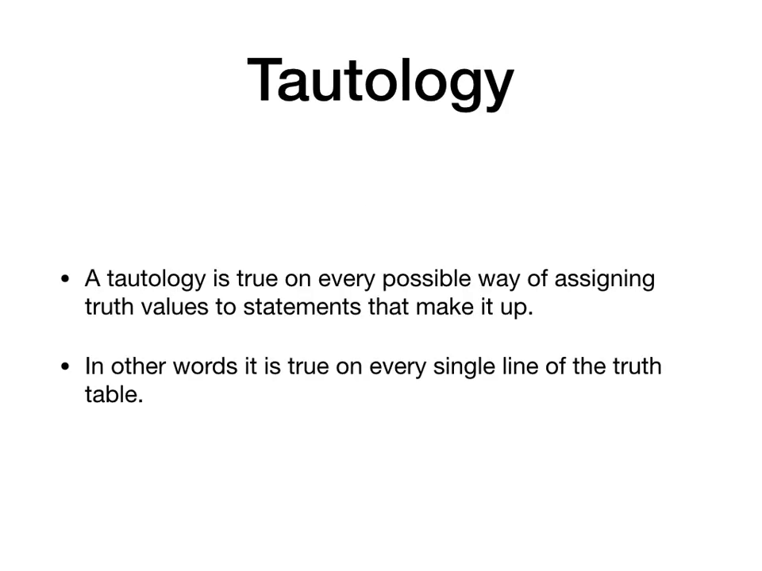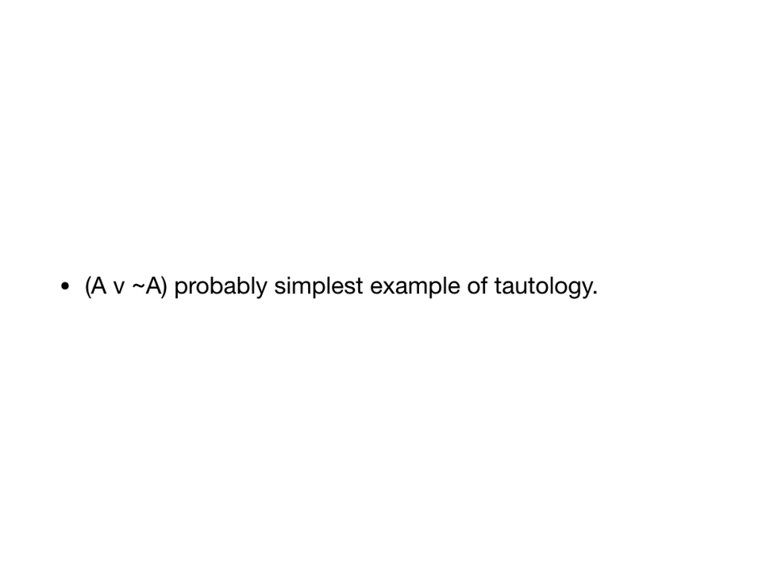So a tautology is a statement that is true on every single possible way of assigning the truth values in that statement. In other words, if you make a truth table for this statement with the connectives, like the symbols that it uses, it will be true on every single line. Probably the very simplest example of a tautology is A or not A. You'll sometimes hear this called the law of excluded middle.